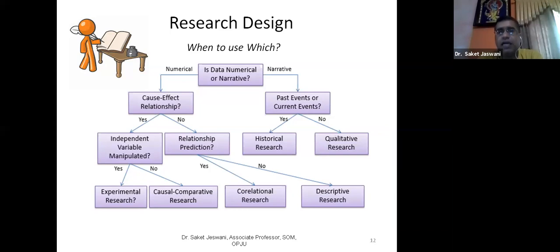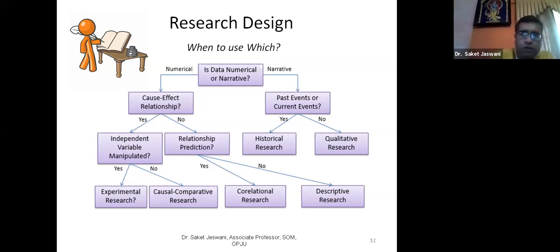If our data is numerical, it means we are collecting primary data and we need to conduct data analysis. And if we need to go for a cause and effect relationship, that is causal research, we will identify the independent and dependent variables, and then decide whether we need to conduct certain experiments or compare the results. If it is not a cause and effect relationship, then we will go for relationship prediction, where we just need to identify the relationships only. So we will go for descriptive research design or correlational research design, right?